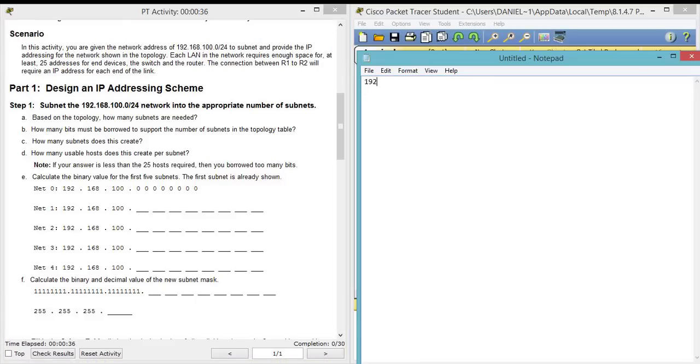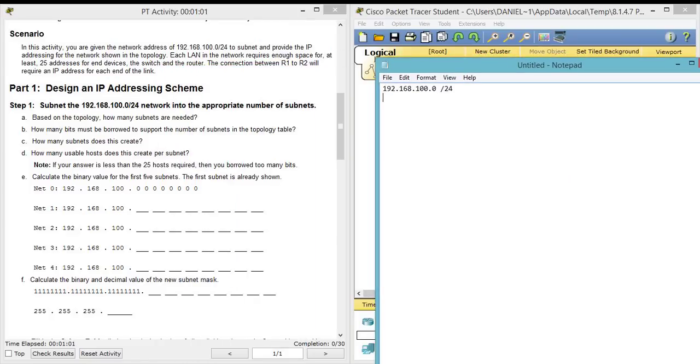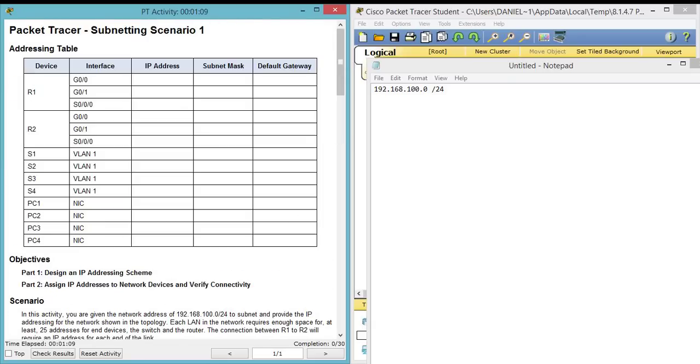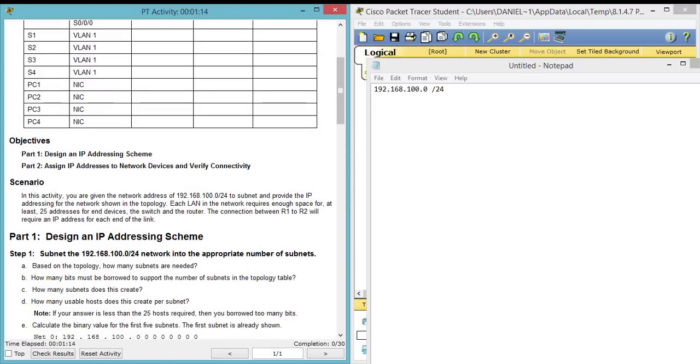Alright, so we have the network 192.168.100.0/24, and based on the topology we can see that we're going to need 1, 2, 3, 4, 5 subnets. Okay, so 5 subnets. Where's the topology table? I guess they're referring to this.